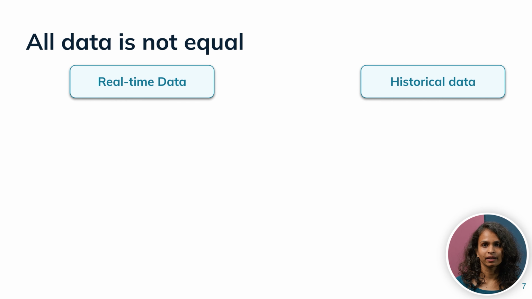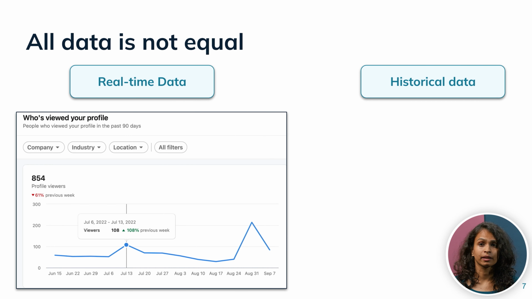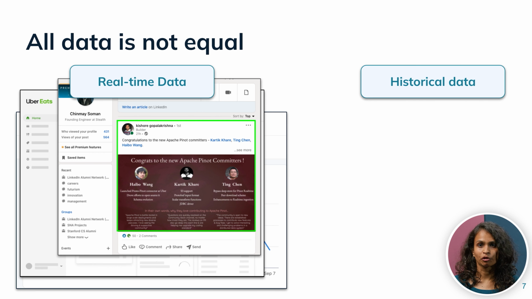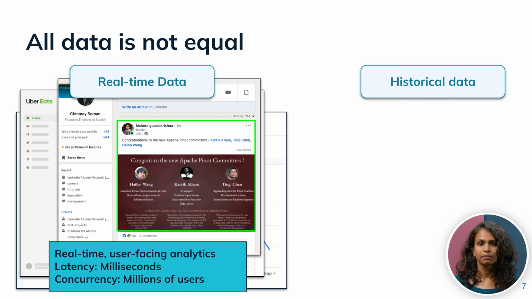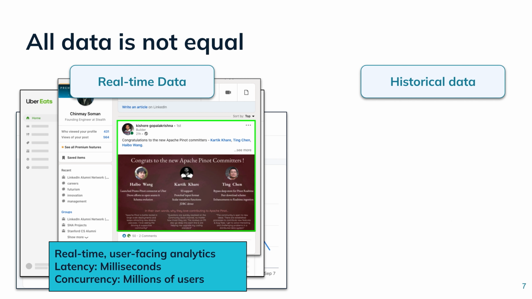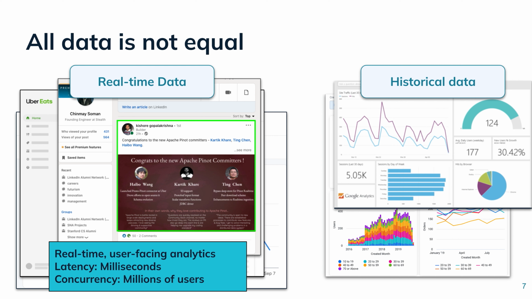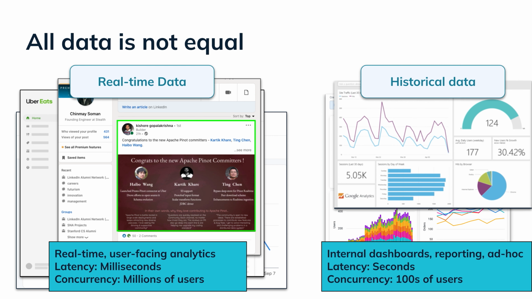So all data is not equal. The use cases served by real-time data and historical data are very different and tend to have different ROI. Real-time data is for real-time analytics and user-facing apps like profile views, restaurant analytics for a live restaurant service, profile analytics, and they need milliseconds latencies at hundreds of thousands of queries per second.